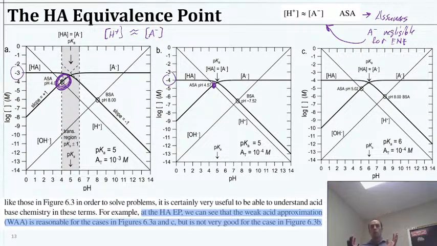Okay, so with that in mind, if we're taking a look at panel B, we see that we're not really in a good spot where we can make that assumption, because we do have certainly HA and A minus in solution. They're rather close to the same amounts too. If we take that same dilution of acid, 10 to the minus 4, but we're using a different pKa, so pKa is 6 in this case, our equivalence point is here, and it's looking a bit better. So if we change the concentration or the pKa, that's going to change whether or not the acidic solution approximation is reasonable, and also the weak acid approximation. So that equivalence point is telling us something pretty useful about all that. Does that make sense?